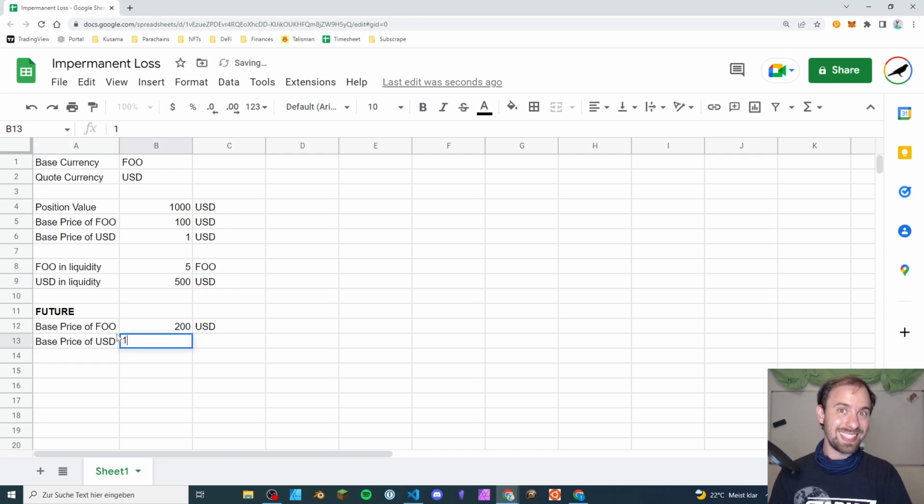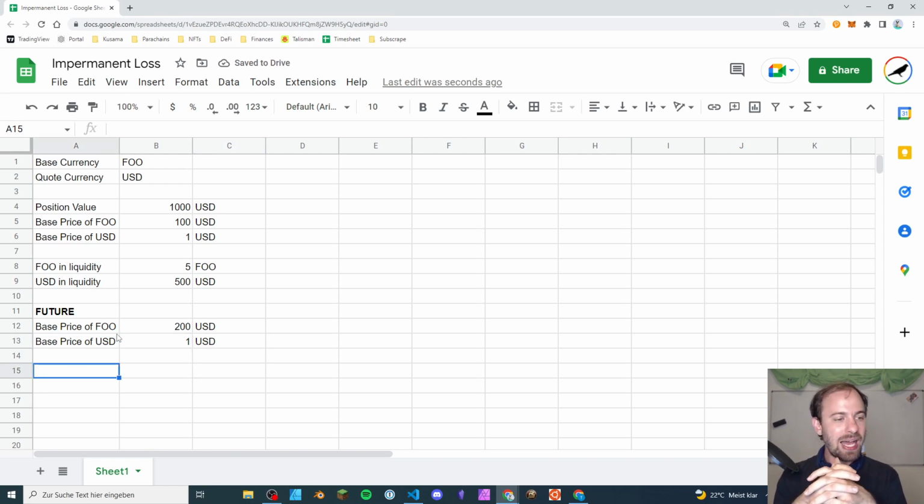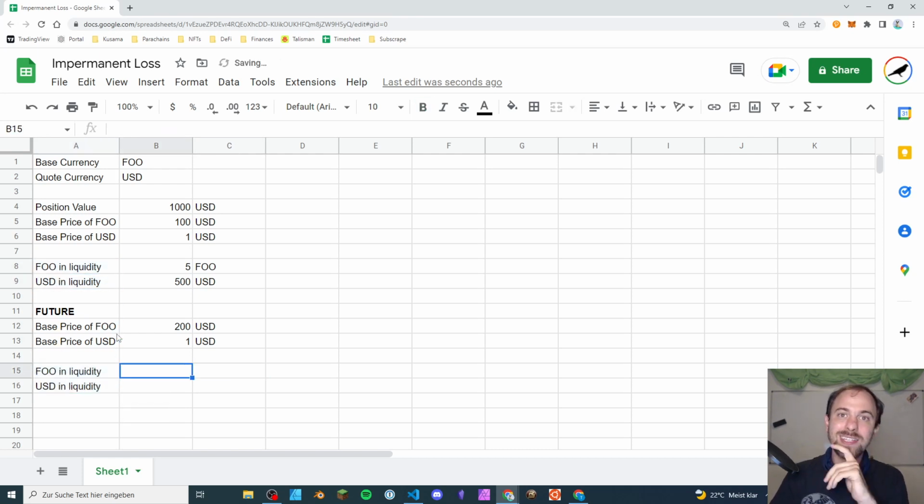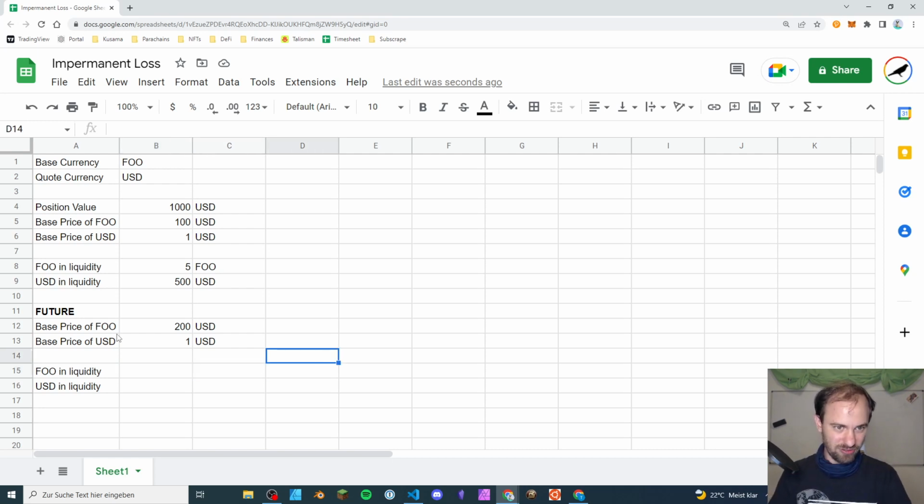Let's assume it stays the same. So $1 is $1. Okay. Now, tricky question: how much foo do we have in liquidity, and how many dollars do we have in the liquidity? How did the position change over time? You could do some guesswork, but we're going to do the math. It might seem like a bit of a brain teaser initially. There is a lot of explanation behind it, but let's see how briefly we can get through this.